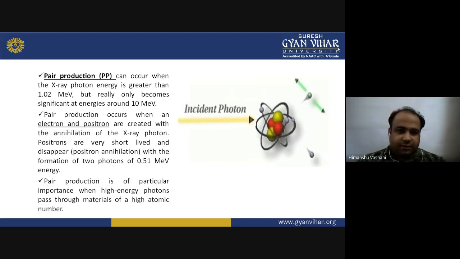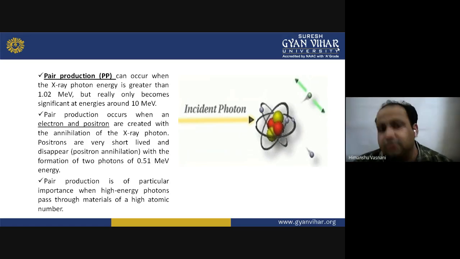Now, pair production. It is denoted by capital P. This is a very important term when we talk about the process of attenuation. So now we discuss pair production in detail. Pair production can occur when the X-ray photon energy is greater than 1.02 MeV, but really only becomes significant at energies around 10 MeV. So you can say that there is a big difference between the two energies.